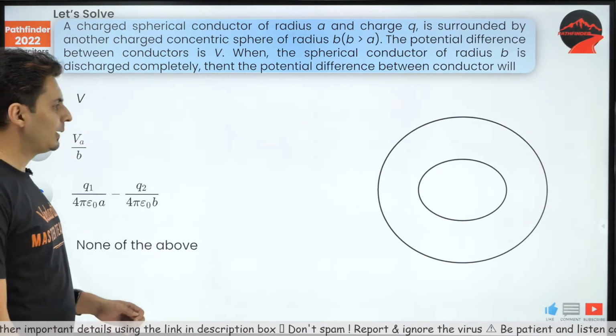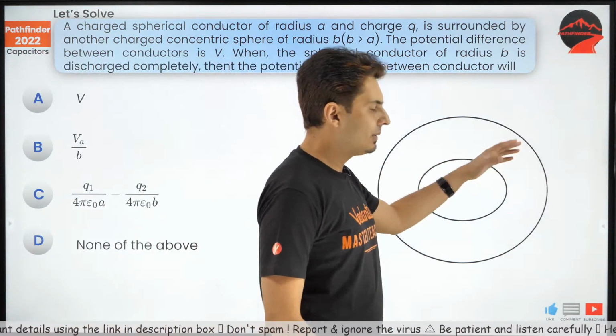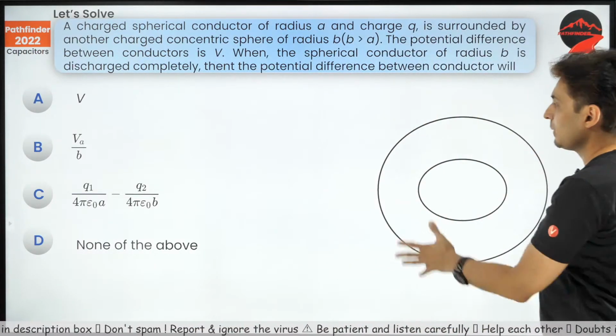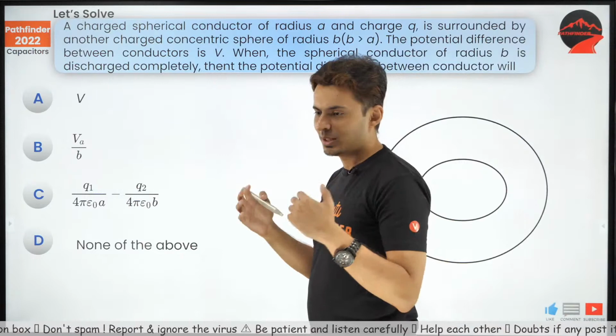Come on, my warriors. Earlier, both of them were charged. The potential difference between them was V. Now, the outer one is discharged. What will be the new potential difference?